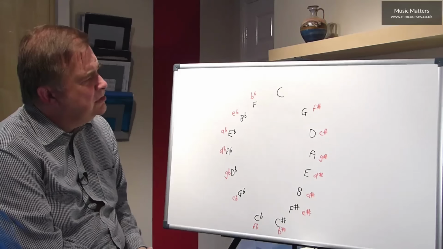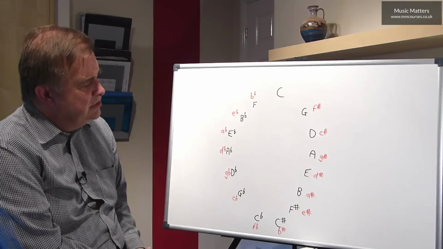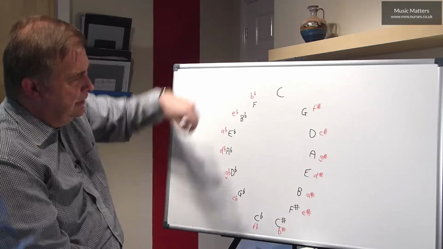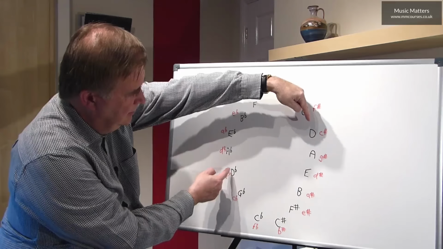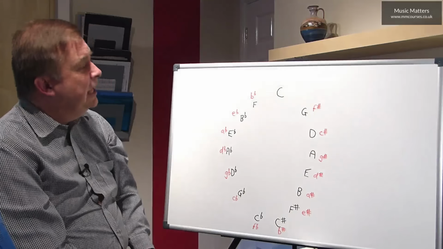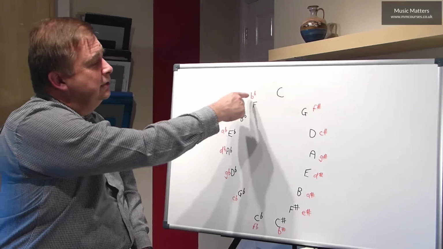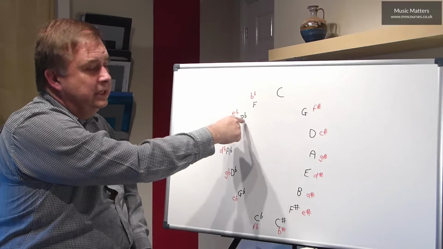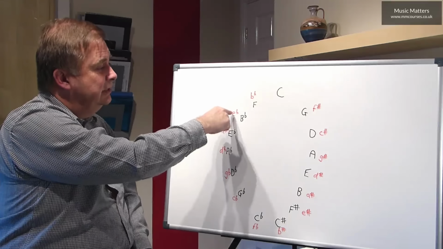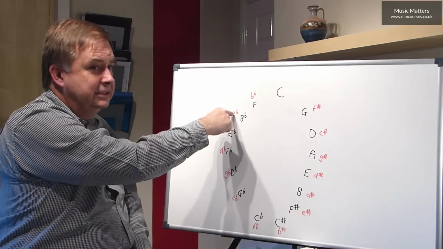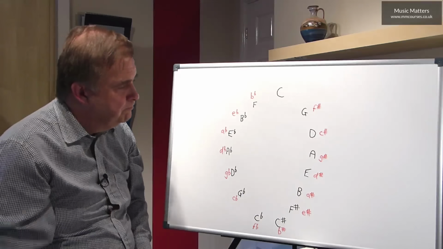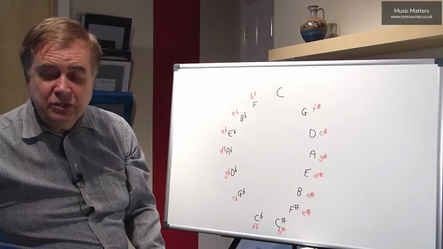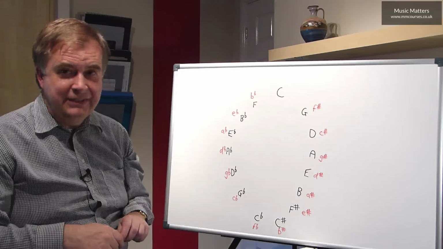If you like patterns, you might be beginning to discover a few patterns as well. Like, for example, C, G, D, A. You might also notice that the flat for F major is the next key, B flat major. The flat for B flat major, E flat, is the next key, E flat major, and so on. Now, all we've got to do next is to work out how to do the minor keys.